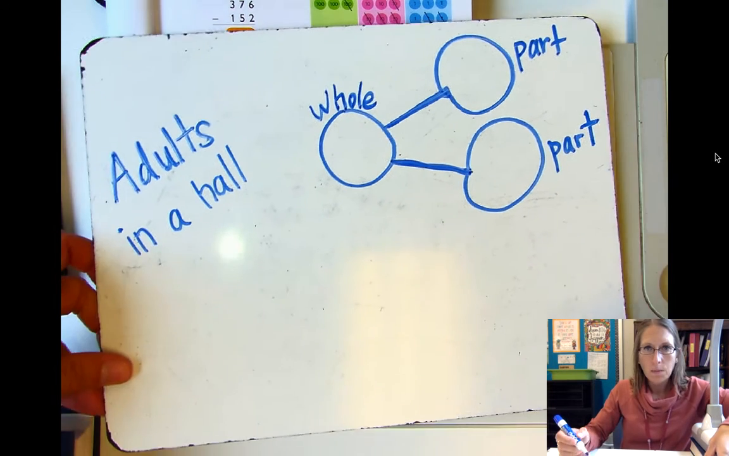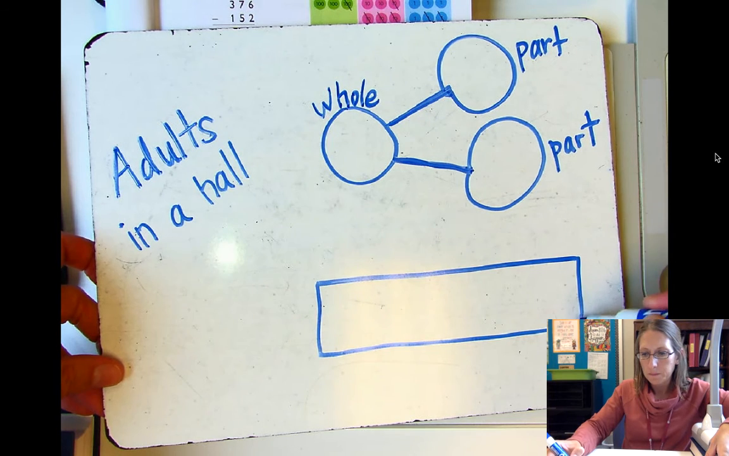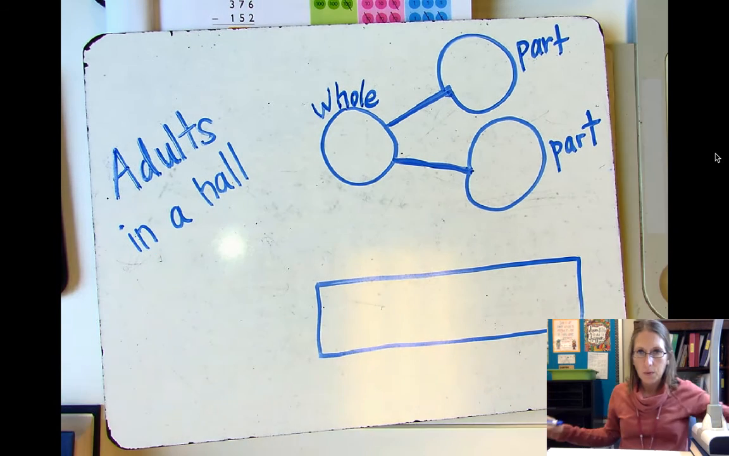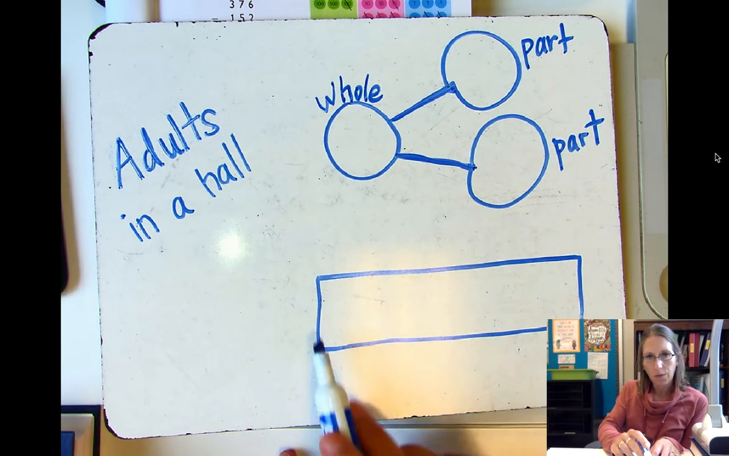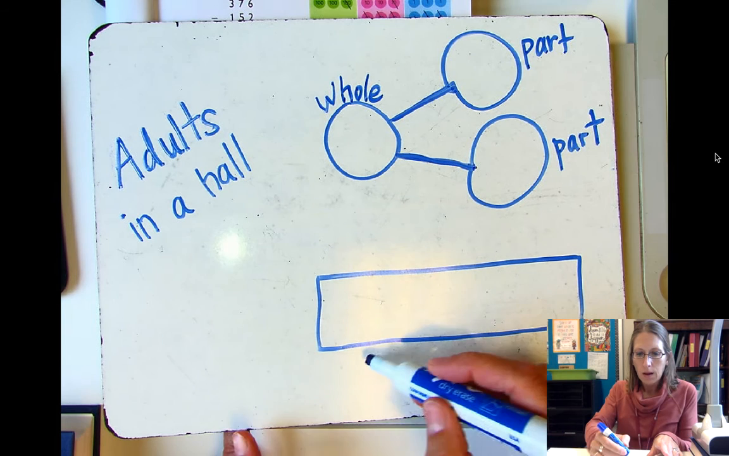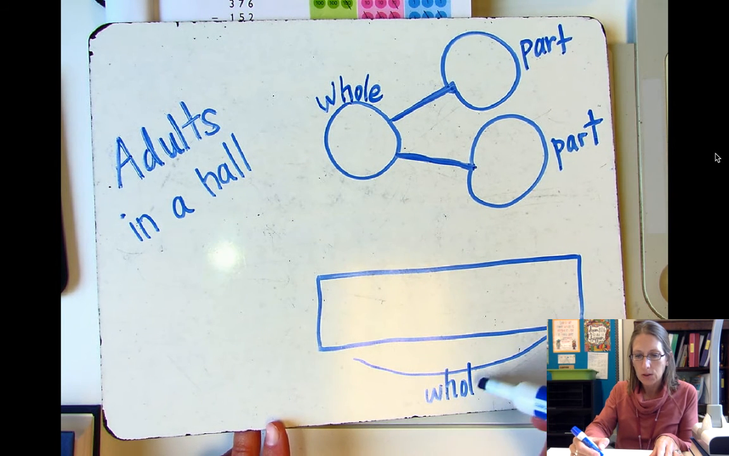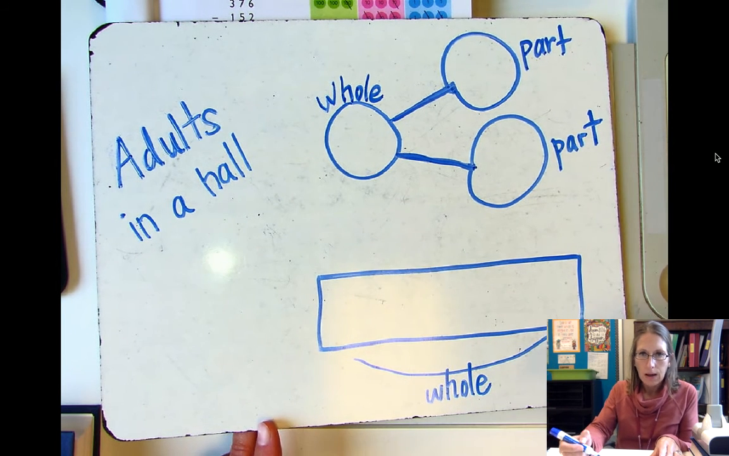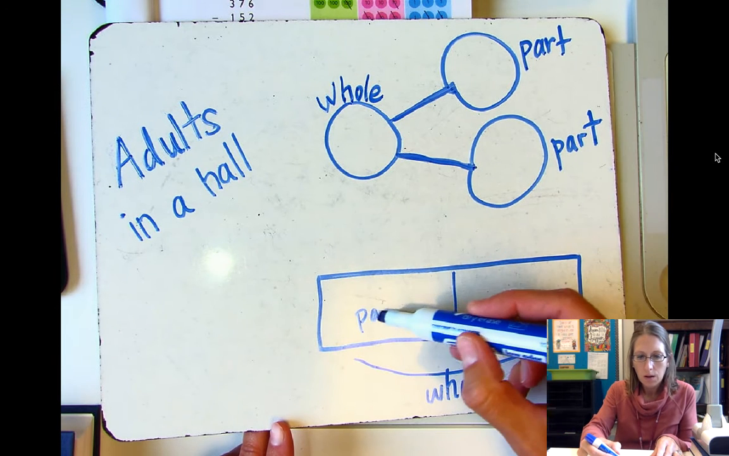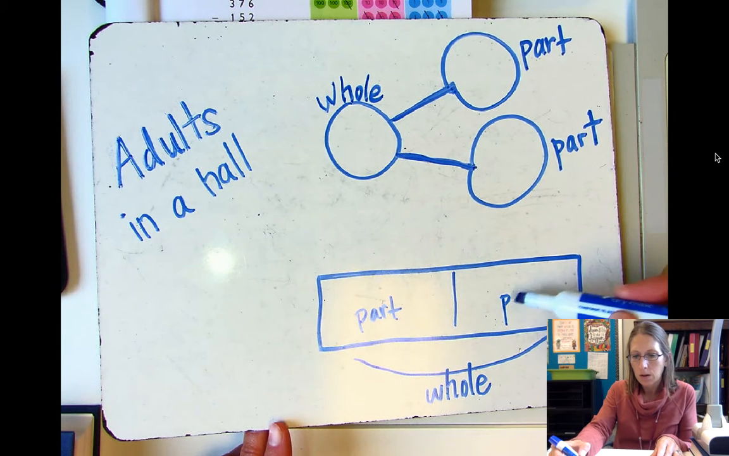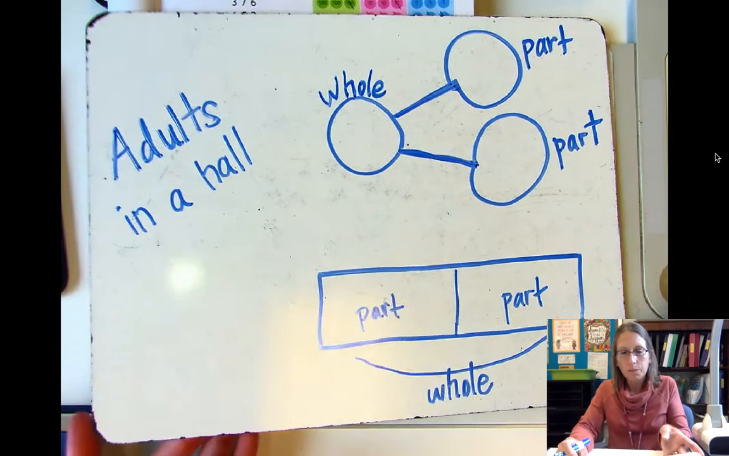And then when we're making our unit bar, fancy name for a rectangle, the important thing here is that the whole is this whole thing. And then the whole can go on the top or the bottom. I like to just make a little bracket, and then we usually chunk it into 2 chunks. And there we have the part and the other part. And then all together it makes the whole.